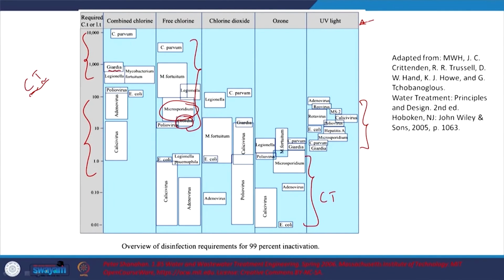Earlier the costs were high, now they are coming down because there is more demand, and thus the logistical chains and infrastructure are prepared so that the cost per cell phone comes down. So this is for 99% inactivation. Again, ozone and UV are remarkably good at inactivating Giardia and Microsporidium, which is not the case with typically combined chlorine, chlorine dioxide and free chlorine. That's something to keep in mind.